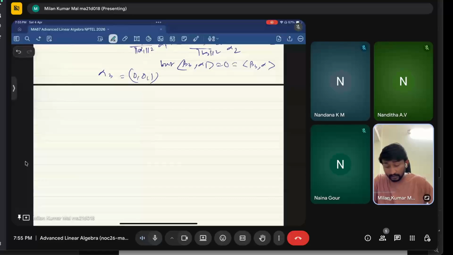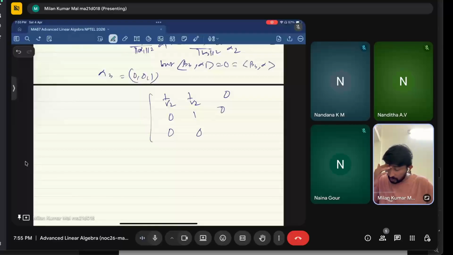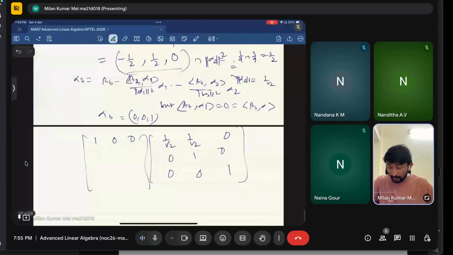So the matrix M that will come here will be 1, 0, 0. Next one is minus x2 by x1. Those calculations you have to do, and I think you have to properly check that minus x2 by x1 will be minus 1, this will be square root of 2, then 0, 0, 0, 1. So let me check whether this is doing the job or not.